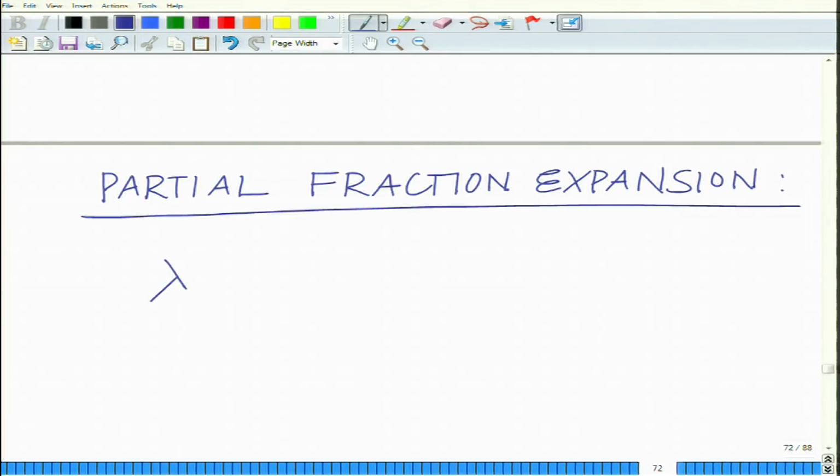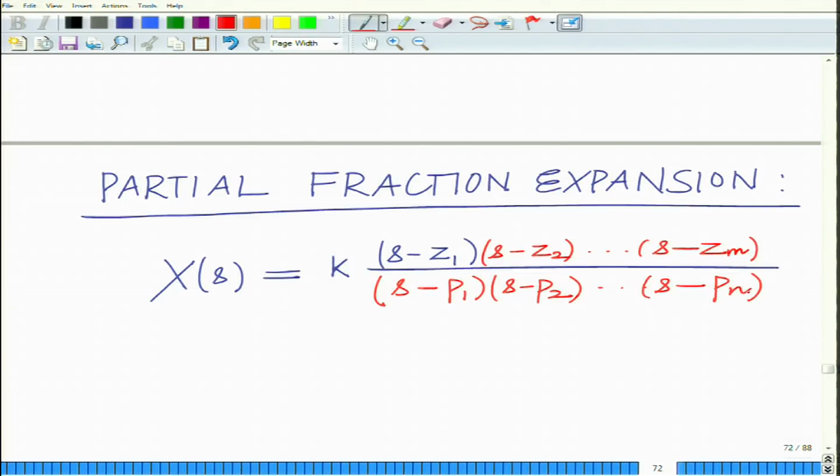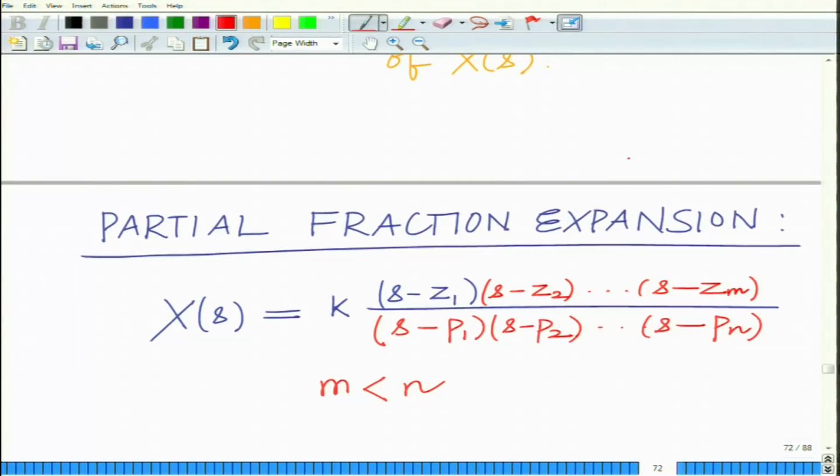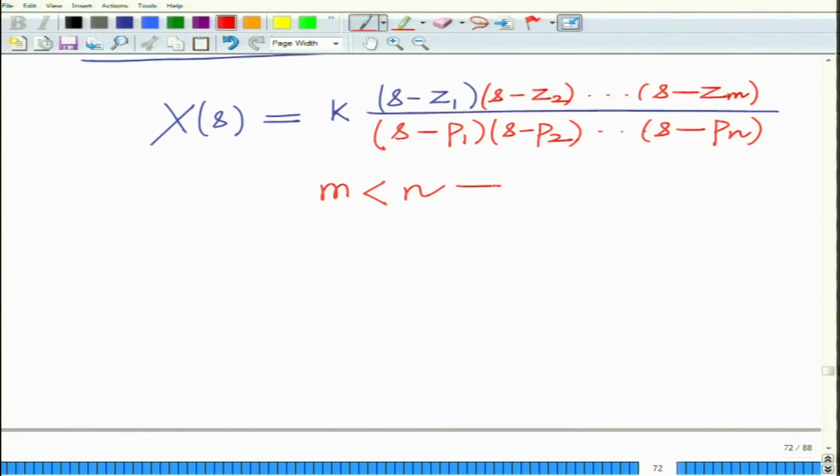For the partial fraction expansion, we have X(s) equals some constant K times (s minus z1)(s minus z2)...(s minus zm) divided by (s minus p1)(s minus p2)...(s minus pn), where z1, z2, zm are the zeros, and p1, p2, pn are the poles, and m is less than n. Remember, when m is less than n, this is known as a proper rational function.